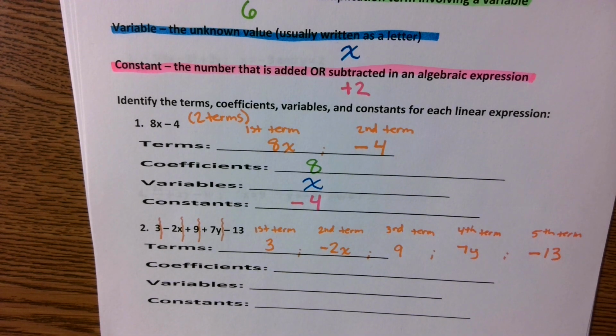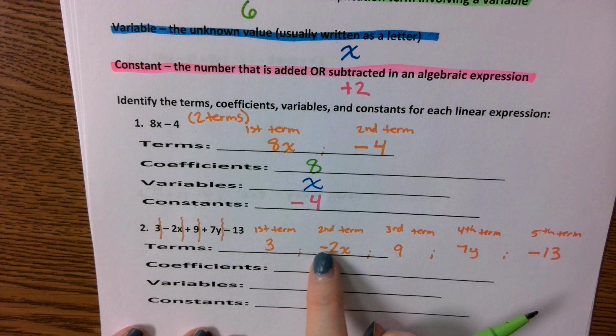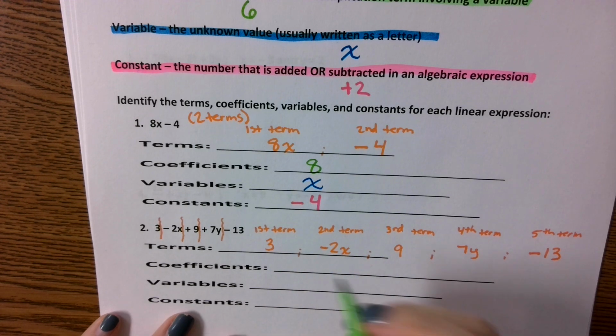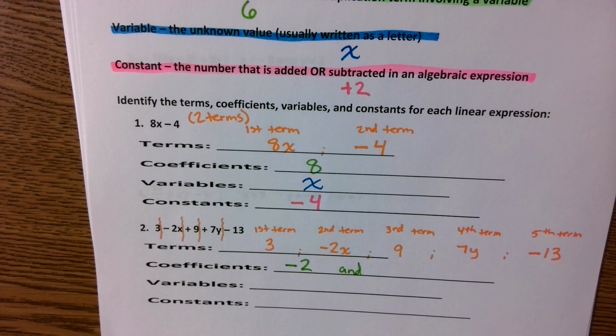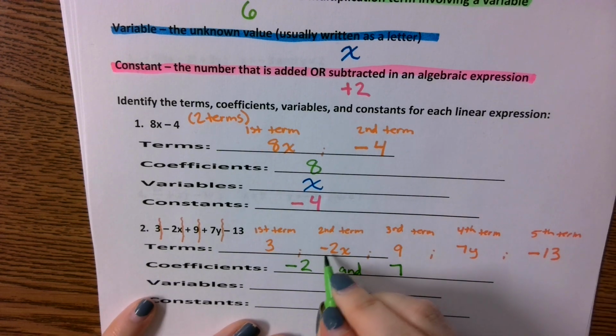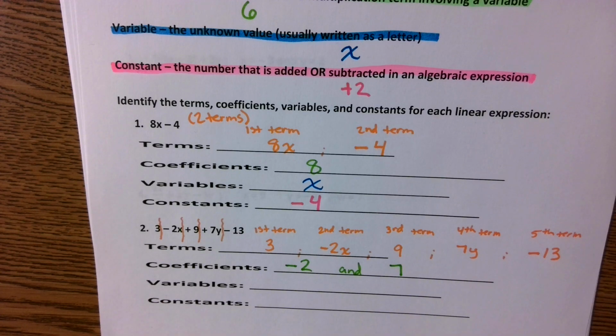Now it's time for the coefficients. Remember, coefficients are the number that is attached to our variable. Okay, so what's one of the coefficients? Not just 2, not the x part. You have to remember the negative. It's negative 2. What's another coefficient up here? A 7, right? The negative 2 and then the positive 7, those are our coefficients. Those are the values that are getting multiplied to our variables.